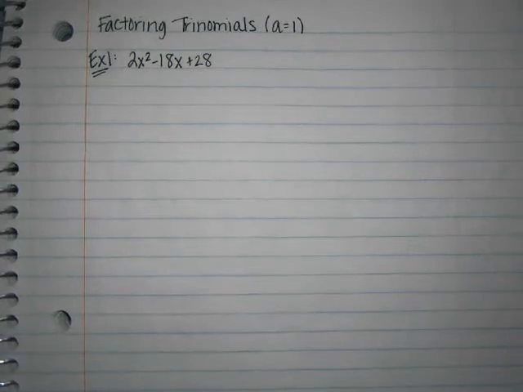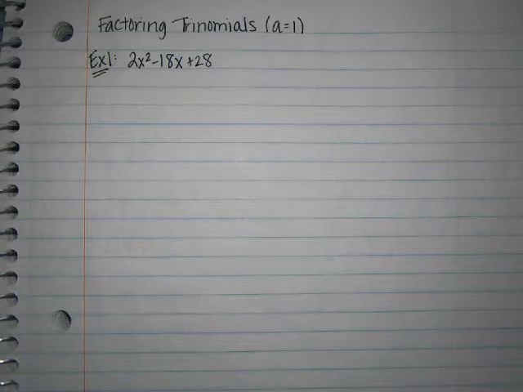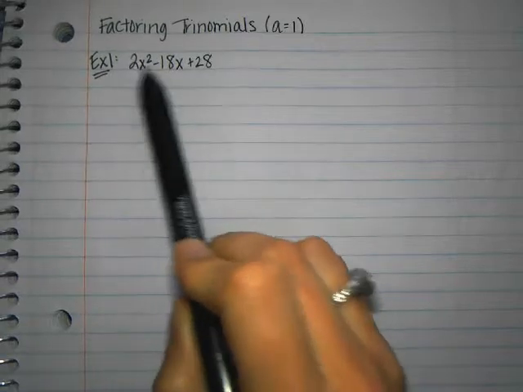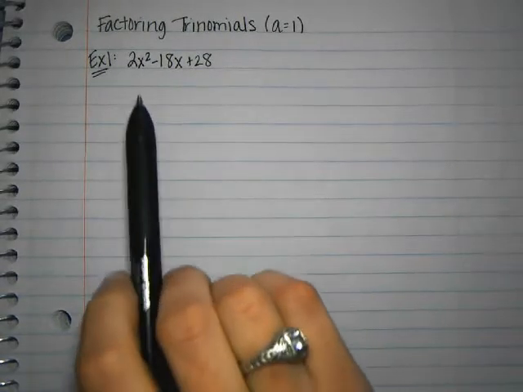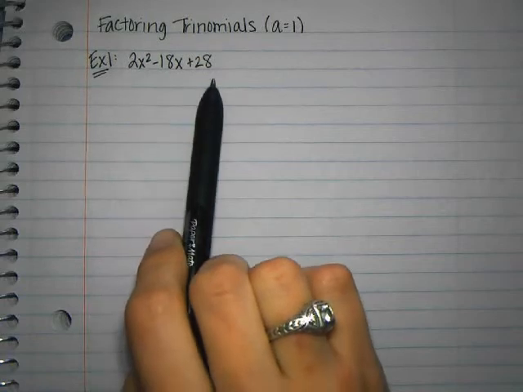Today's lesson is a continuation of factoring trinomials. So let's go ahead and look at example 1. It is 2x squared minus 18x plus 28. When we wrote out our steps, step number 1 was to look for a GCF. And if I look at these three terms, I know that each number can be divided by 2.